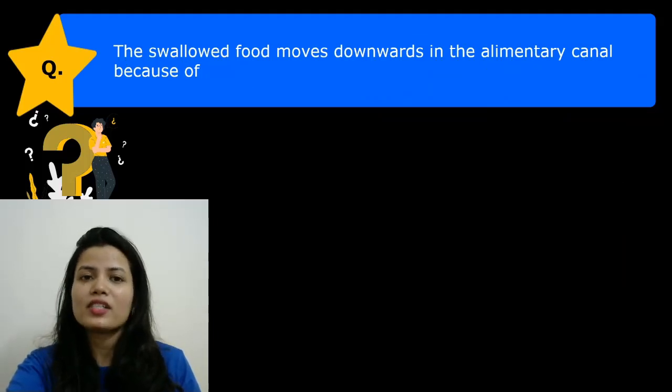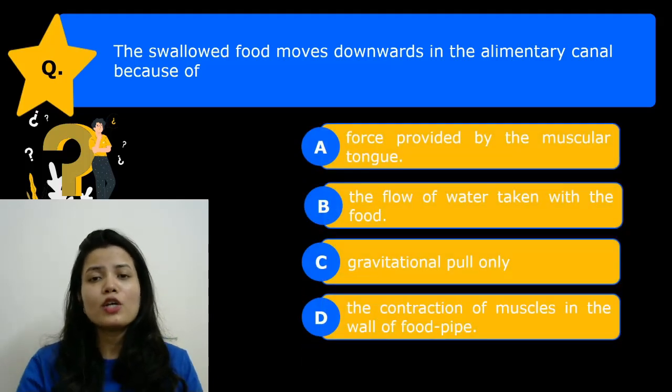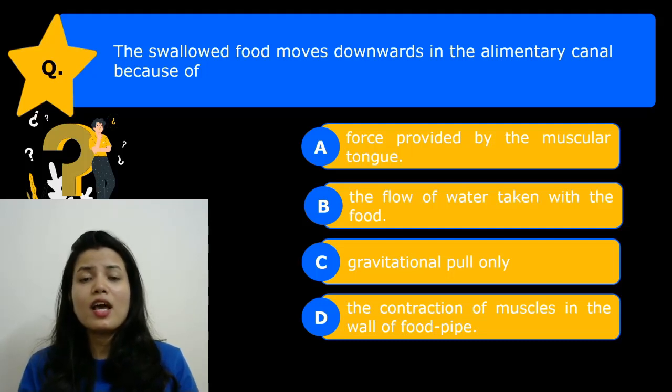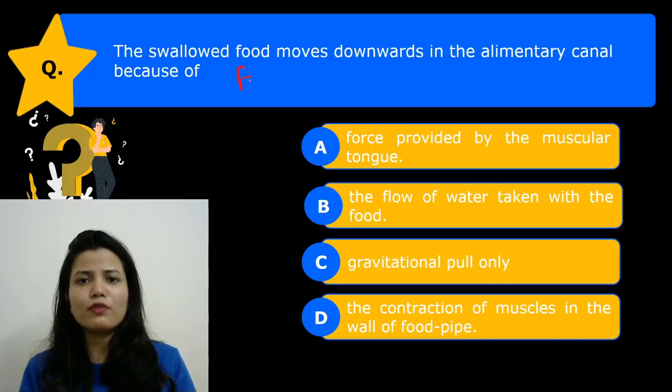That is utilization of the digested food. Now the next question is, the swallowed food moves downwards in the alimentary canal because of. The food we eat reaches our stomach, meaning our alimentary canal, how? What happens when we take food from the mouth? It passes through the esophagus, or you can write food pipe. After which there is a movement that takes place in the food pipe, which we call peristalsis.